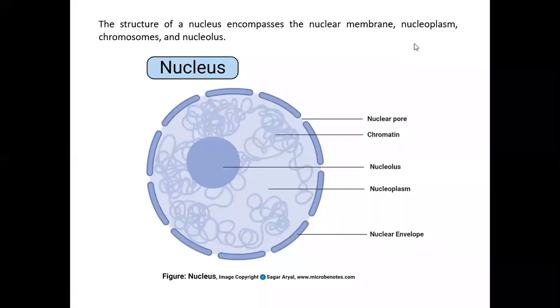The structure of a nucleus encompasses four parts: the nuclear membrane, nucleoplasm, chromosomes, and the nucleolus. It comprises the nuclear envelope, nucleoplasm, nucleolus, nuclear pores, and chromatin.